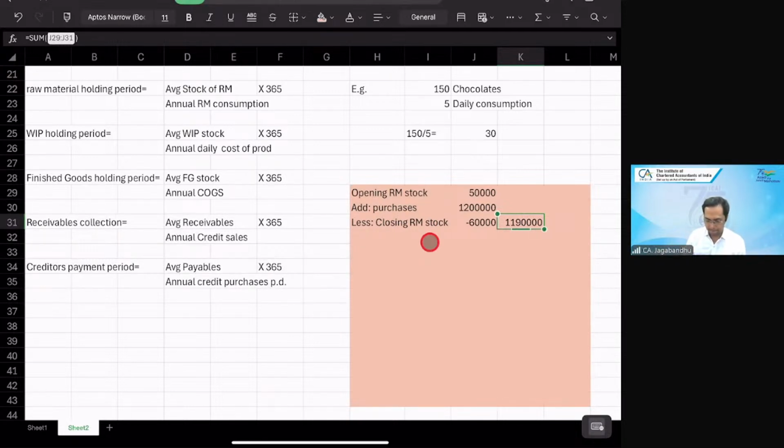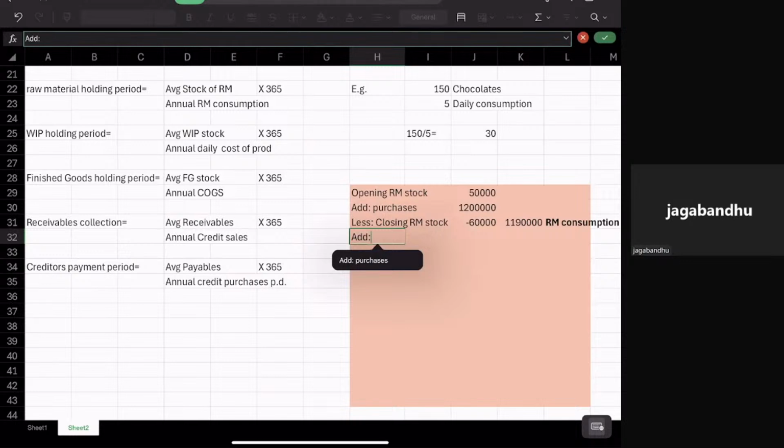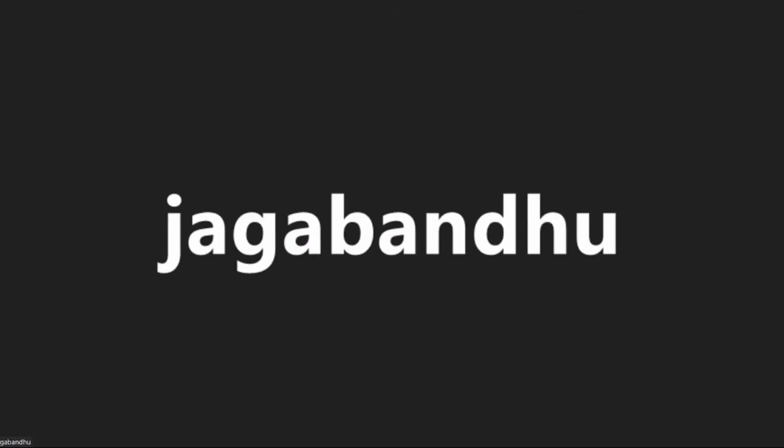Opening WIP, and we will subtract, let's say, the closing WIP. There was some technical error. I think screen sharing has stopped. One second. Let me just share it again.